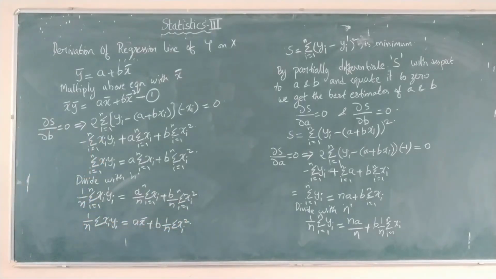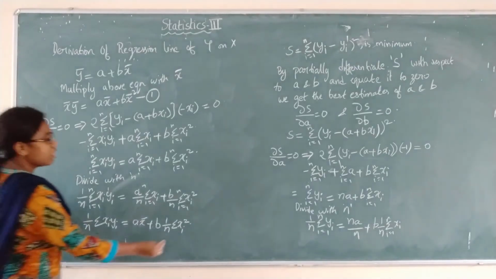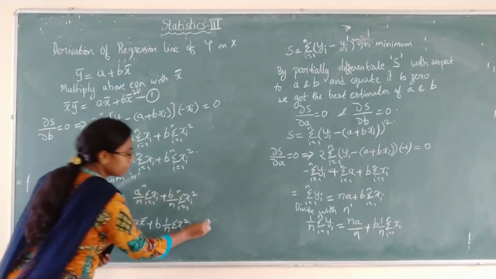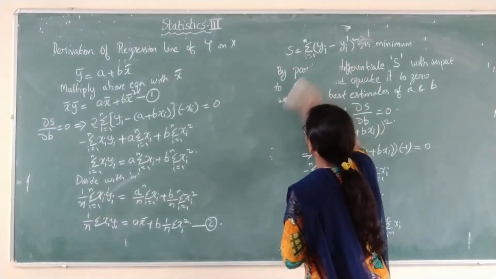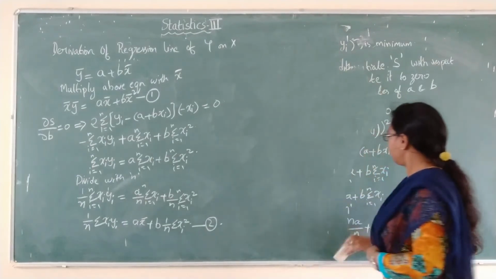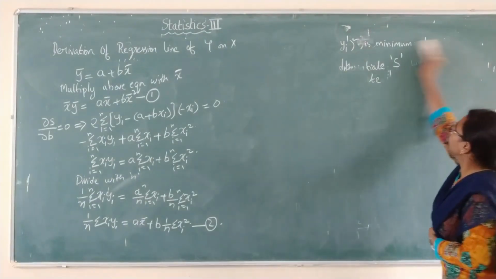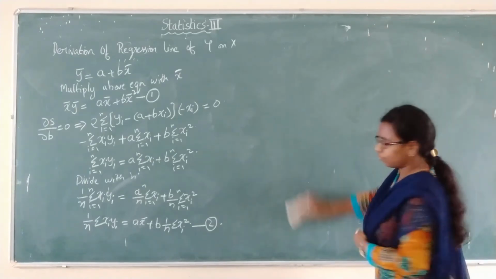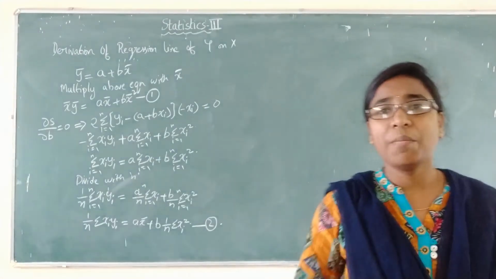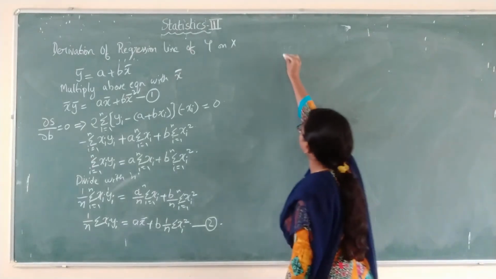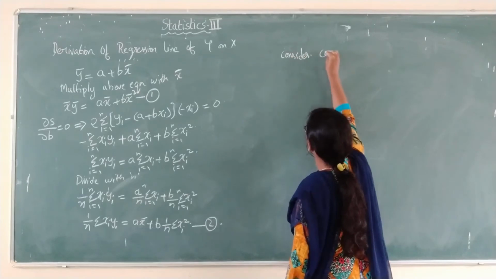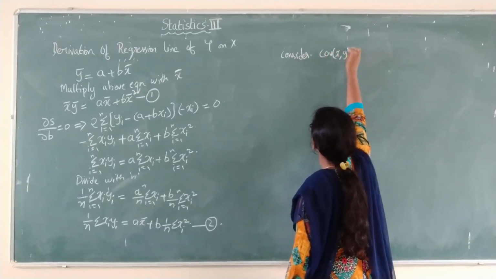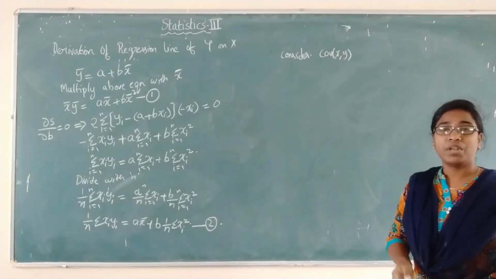Now, the continuation. Before going to the next line, keep this as equation 2, since equation 1 is finished, and solve for the remaining values. For this we will be considering a few things. First I will consider the covariance formula. What is covariance of x comma y? We have the covariance simplified formula, right?